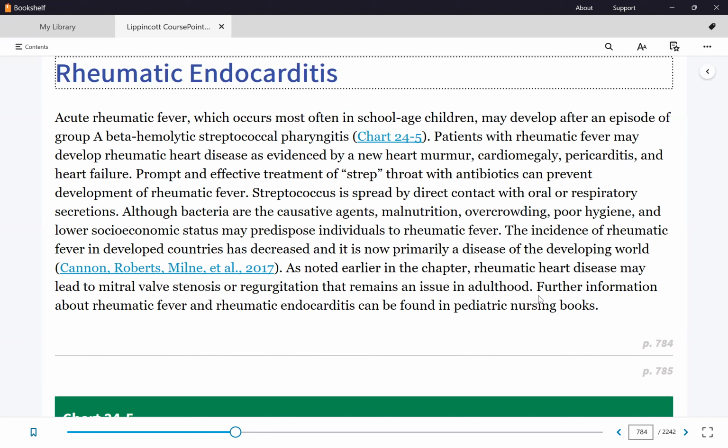The problem here is if the patient's strep infection is not treated or not diagnosed, therefore not treated, then it will cause the organism to go from the throat now into the bloodstream.